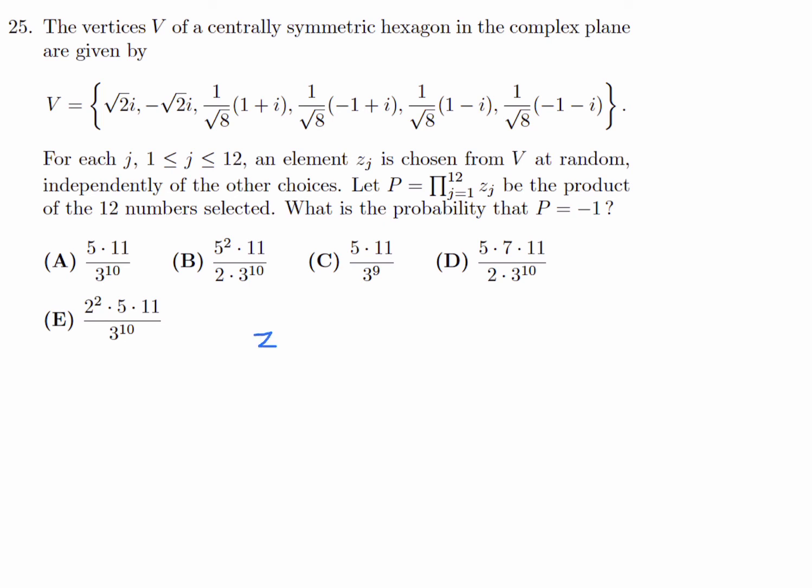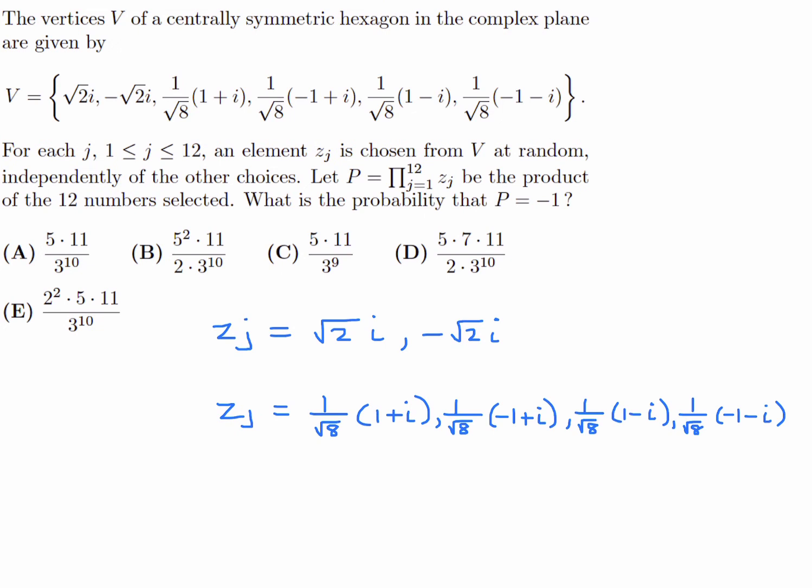Well, zj can be any one of these 6: 1, 2, 3, 4, 5, 6. And we can choose any one of those for zj. All right. Well, some of these are similar, so I'm going to put them in two different groups. I'm going to put this and this together, and then the other ones I will put in a different group.